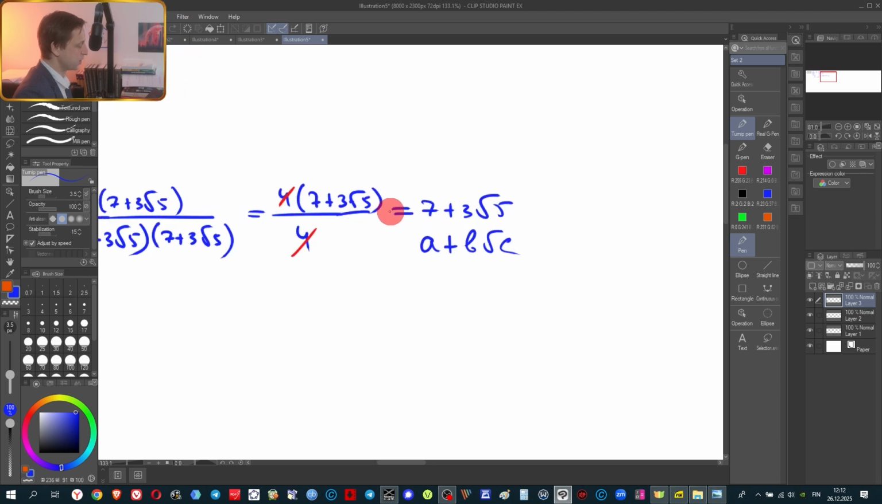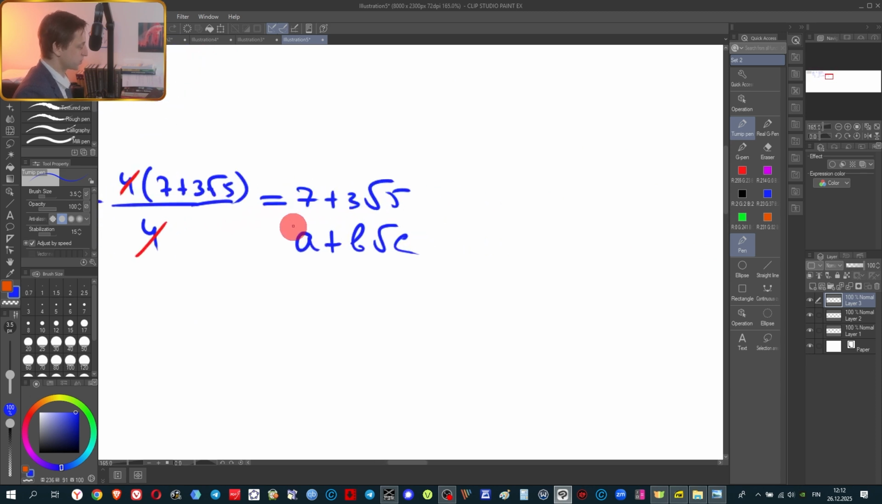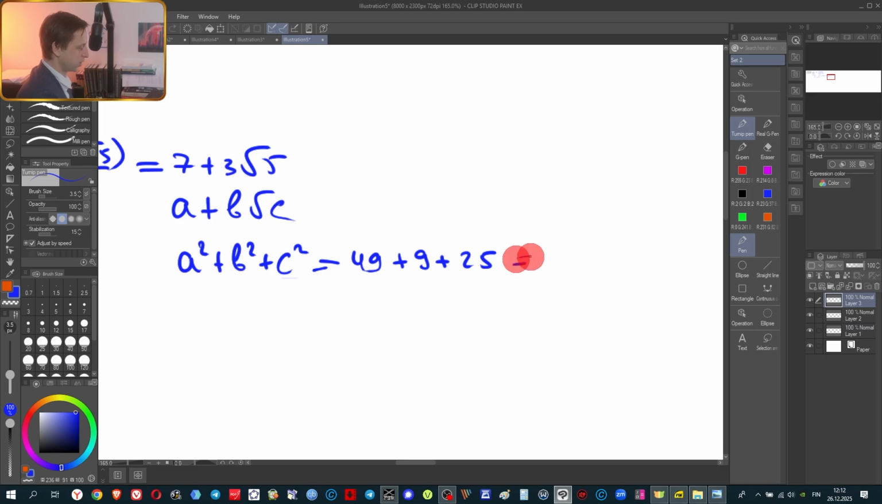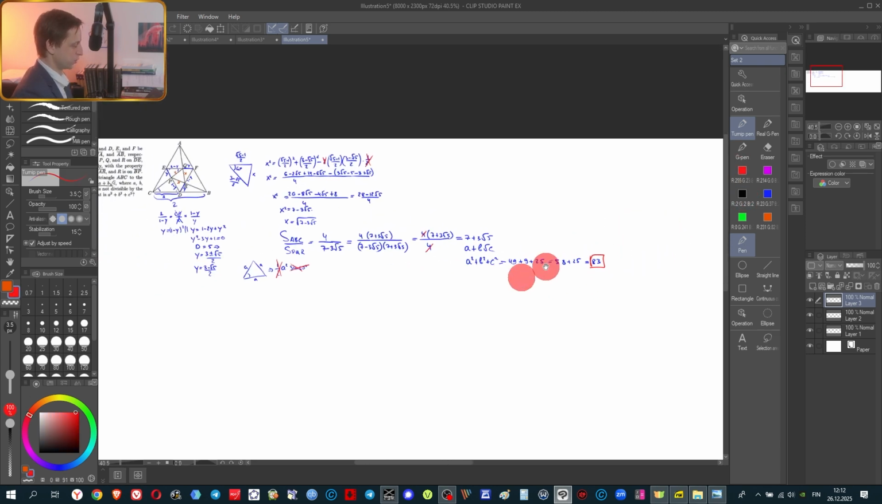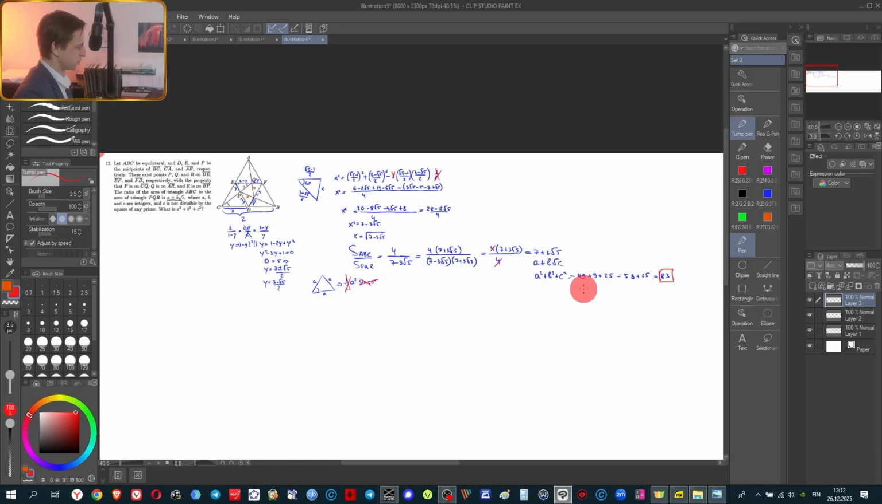Yeah, exactly. We already have this representation, and we need to find the value a squared plus b squared plus c squared, and it will be our final answer, which is 49 plus 9 plus 25. So, 49 plus 9 is 58, plus 25, it will be 83. And your answer for this problem is 83. And that completes our solution. This is it.